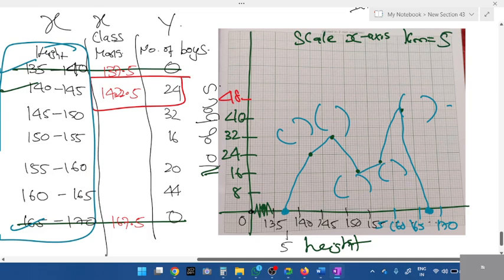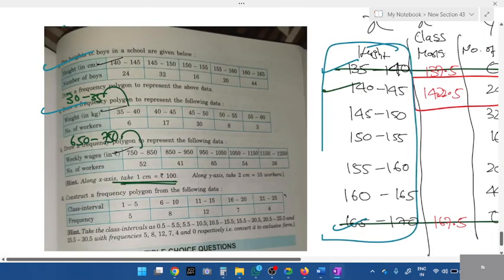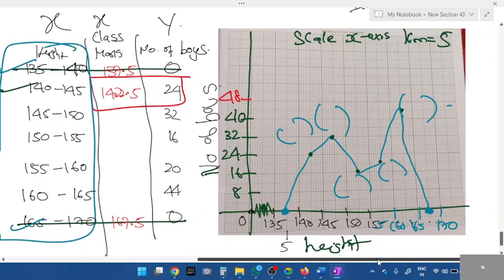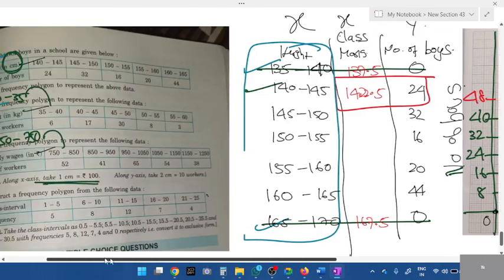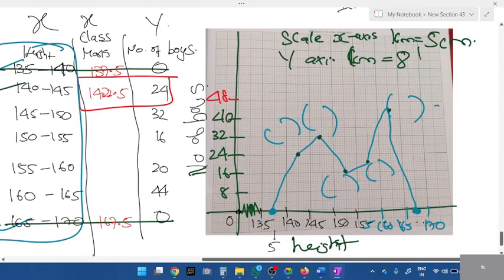Remember, what is the difference between each and every value? 5. Height is in what unit? Very good. Don't write 5 height, 5 height is wrong. 5 centimeter. Y axis, 1 centimeter is equal to... What did we take? How many times table? 8 what? Y units. What do you say, number of boys given? 8 boys. If boys is not given, we take units. If no value is given, write it as units, students.